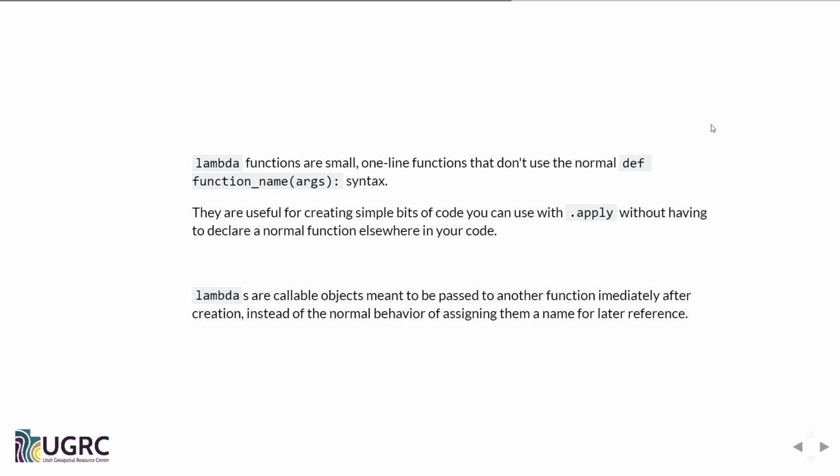So lambda functions are small one-line functions that you can define without using the normal def, function name, argument list, and then a whole bunch of code. They're useful for creating small bits of code that you can then pass as a function object to another function. Why you'd want to do this is apply takes a function object. We're not calling the function and passing the series as a parameter to that function. We're taking the series and passing the function to that parameter.